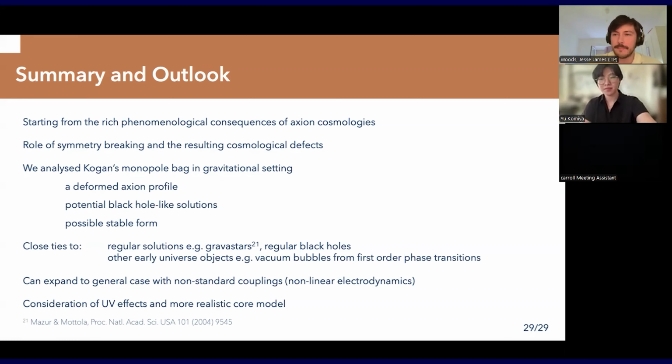Okay, maybe I can ask one thing. I understand that in some of the cases, this axionic solution has hair, right? Is that something generic or is it somehow fine-tuned? It is generic, I believe. Okay, then let me ask a different question. Have you checked whether this hair is stable?